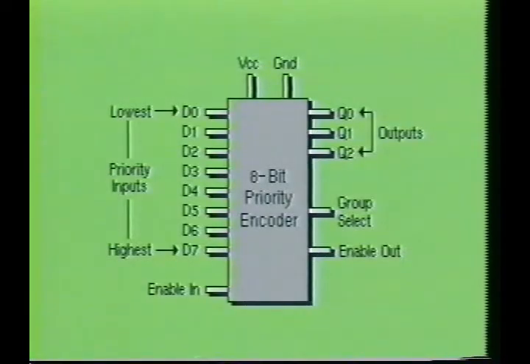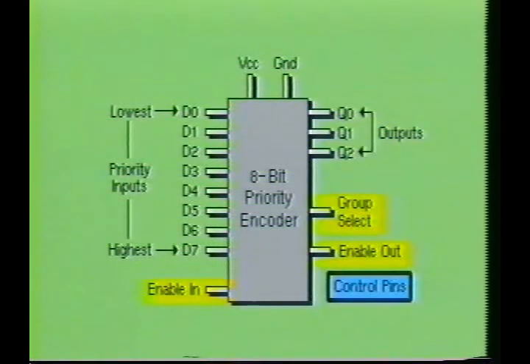Here you see a priority encoder integrated circuit, which is designed to establish the priority among simultaneous requests for service. The purpose of a priority encoder is to generate a binary address for the active input with the highest priority. As you may have noticed, this is an 8-bit priority encoder IC. The inputs are labeled D0 through D7. There are also 3 outputs, which are labeled Q0, Q1, and Q2. The Enable In, Enable Out, and Group Select are the control pins on the device.